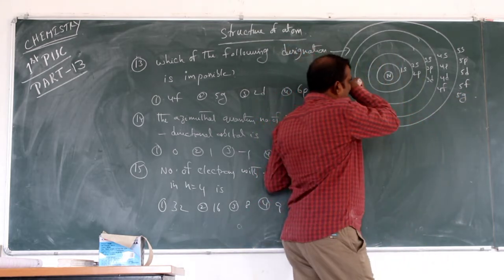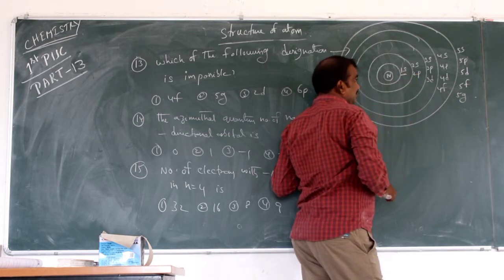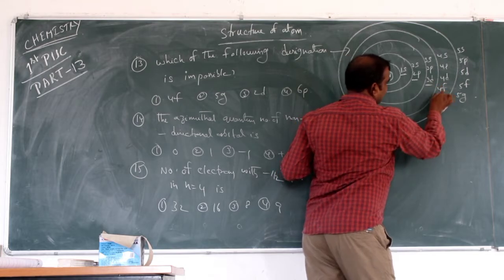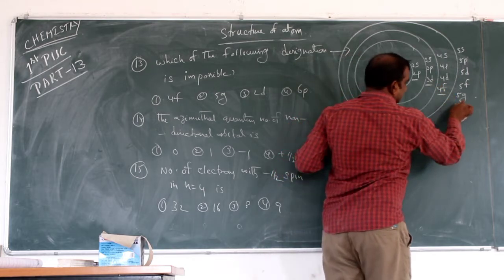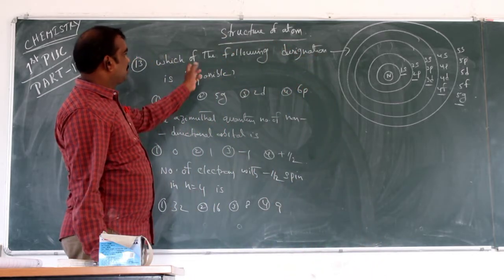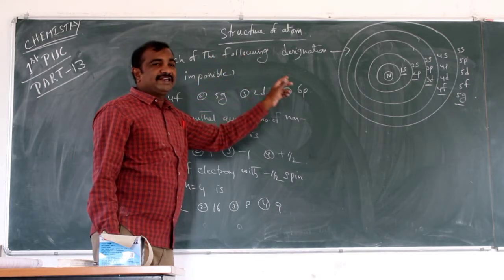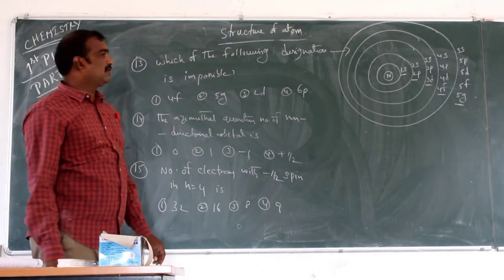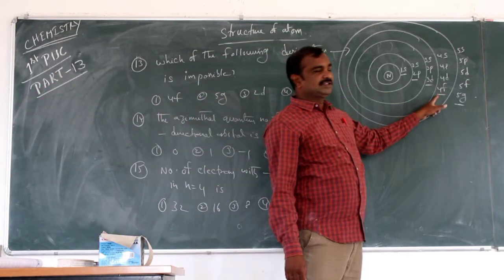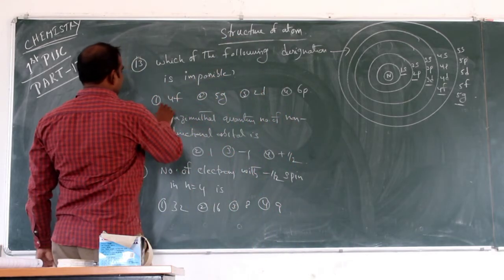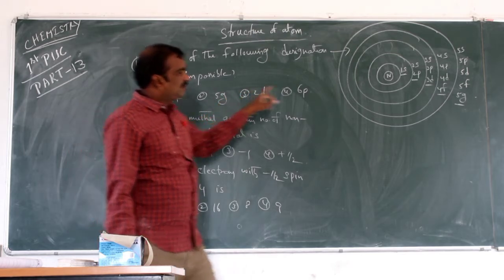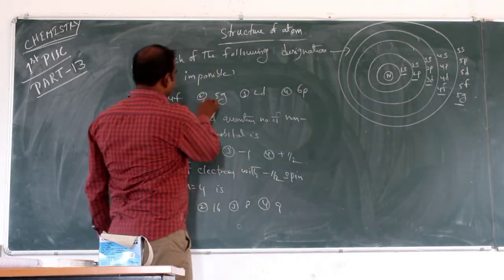Here we have to understand that S starts with 1, P starts with 2, D starts with 3, F starts with 4, and G starts with 5. So among these, which designation is impossible? 4F, is it possible or not? Yes, it is possible. Next, 5G. 5G is also possible.